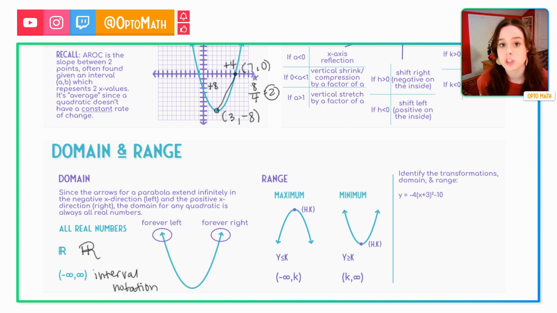Remember, an interval is just x, x or y, y. It's not x, y. It's not a coordinate. That's going to be negative infinity to positive infinity.